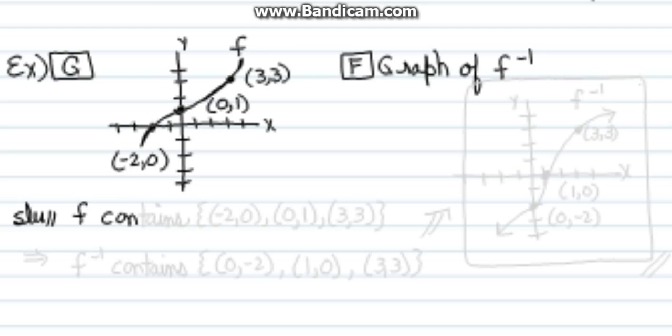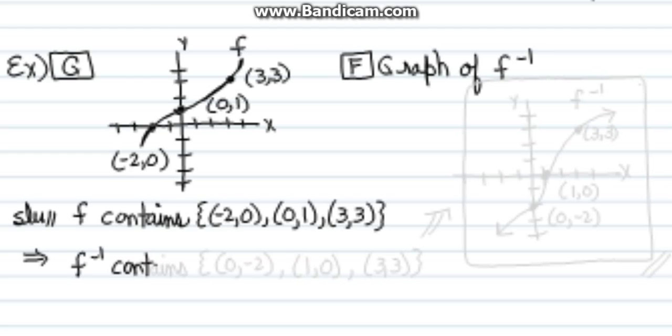In this example, we see that our f function contains three specified points: the ordered pairs (-2, 0), (0, 1), and (3, 3). Now that's not all it contains. Those are just points that were emphasized in the graph. It contains every ordered pair on the graph of f, but those were three that were pointed out to us. So we know that if the original graph contains those ordered pairs, the inverse graph is going to contain the renaming of those, where we swap the x's and y's to get different ordered pairs.